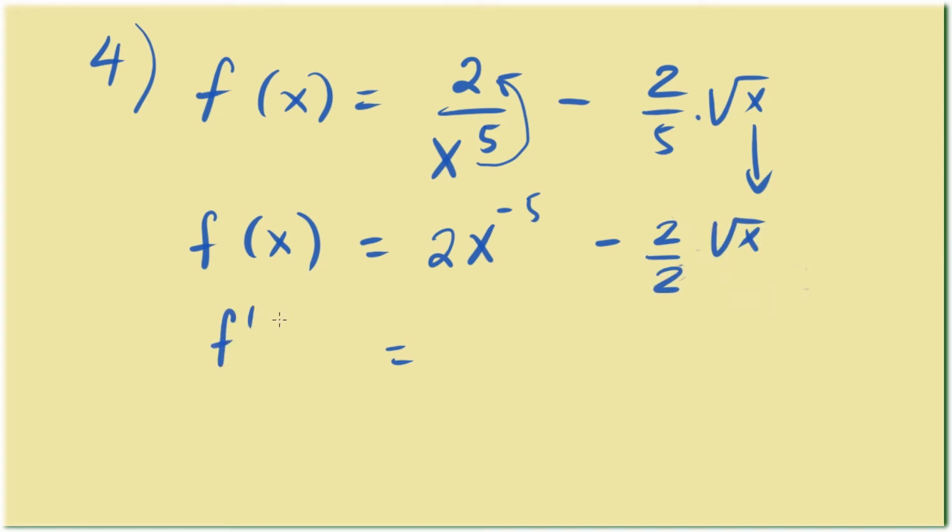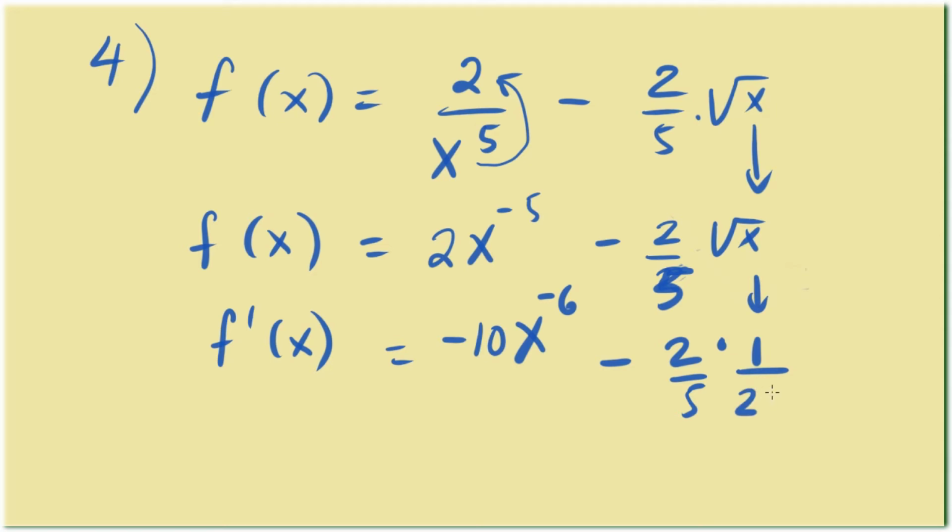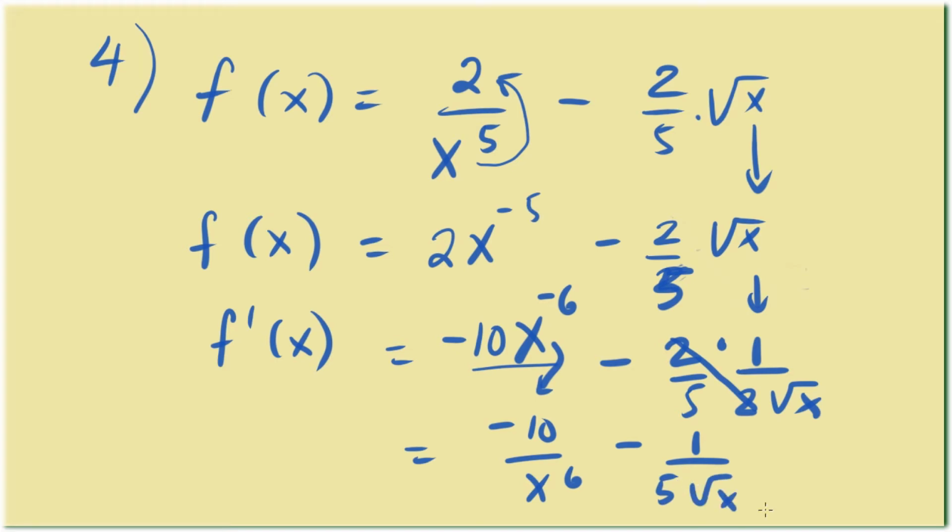And then the next step is the derivative. So the derivative is negative 10 x to the negative 5 minus 1, which is negative 6. And this should have been 2 fifths, so minus 2 over 5. And the derivative of square root of x is 1 over 2 square root of x. Again, you can cancel the 2's, and this you can move downstairs. So negative 10 over x to the 6 minus 1 over 5 square root of x.